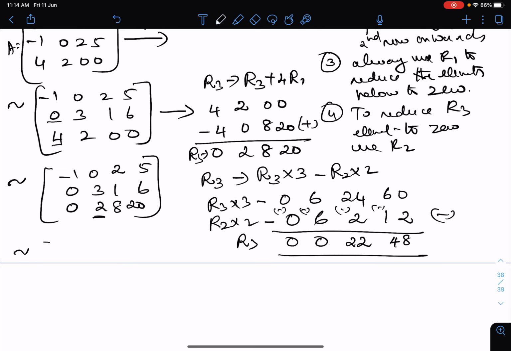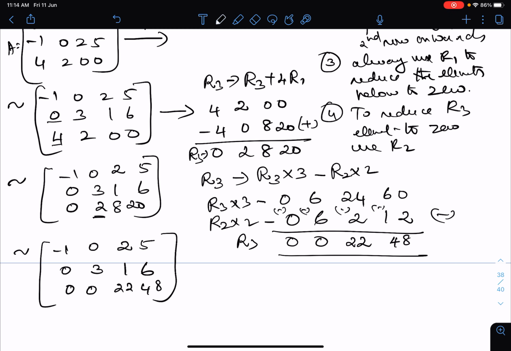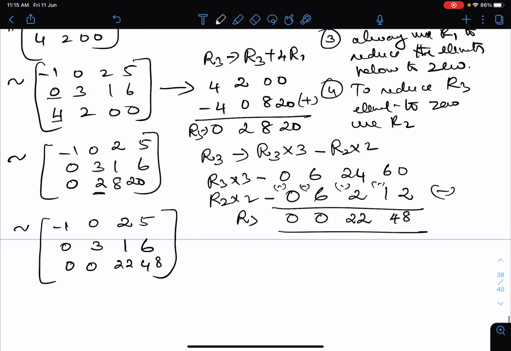So our equivalent matrix is minus 1, 0, 2, 5; 0, 3, 1, 6; and our R3 is 0, 0, 22, 48. Now when you check below the first row's first non-zero element, you have got zeros. In the second row, the first element is 3, and below that also you have got zeros. And below the principal diagonal you have got zeros. So you have reduced it to the row echelon form. This is our final answer, our row echelon form matrix.